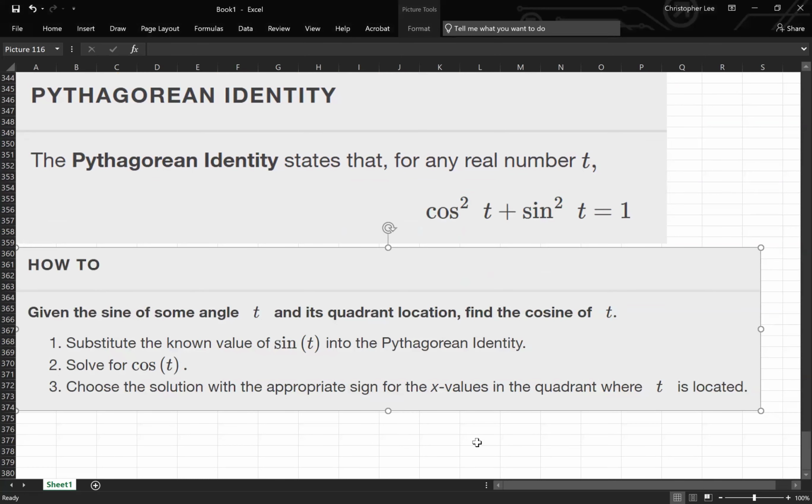All right, so the how-to. Given the sine of some angle t and its quadrant location, find the cosine of t. Here's how you do it. Step 1, substitute the known value of sine of t into the Pythagorean identity. Step 2, solve for cosine of t. Step 3, choose the solution with the appropriate sign for the x values in the quadrant where t is located.